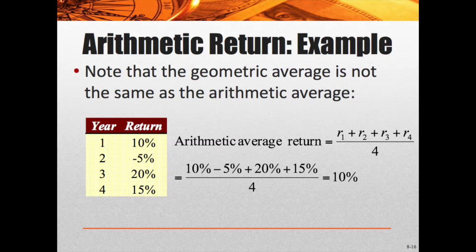So the arithmetic mean, when you look at this, you don't need the 1 plus, you don't need anything, you simply add up the returns. So it's 10% minus 5% plus 20% plus 15%. If you add all those up and divide by 4, your average is 10%. And so it couldn't be simpler.